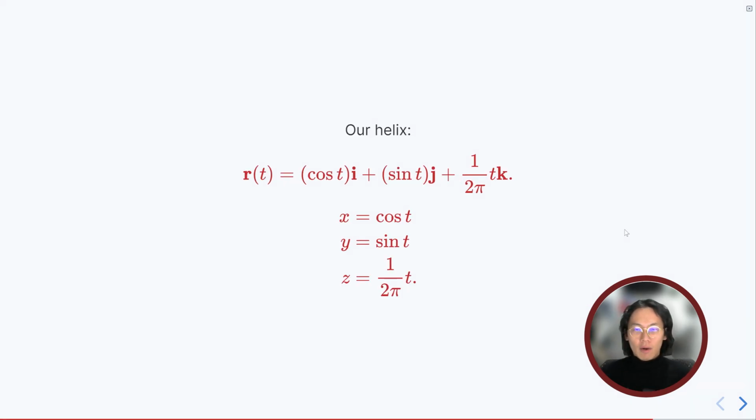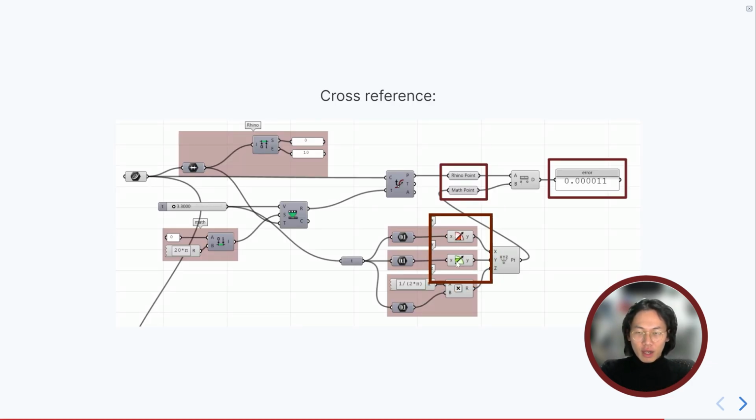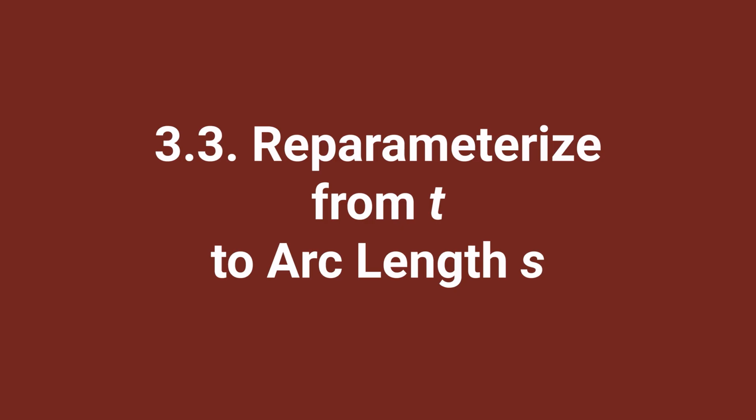To wrap up, our helix function would be like this: A equal to 1, so there's nothing here, and A equal to 1, nothing here as well. And the B is that 1 over 2 pi. So this is the helix function. We can use the cosine and sine components and also the 1 over 2 pi equation here to represent the curve from our mathematical space. As you can see, the point from Rhino and the point from our mathematical expression, the error is quite small, which means our equation is correct.